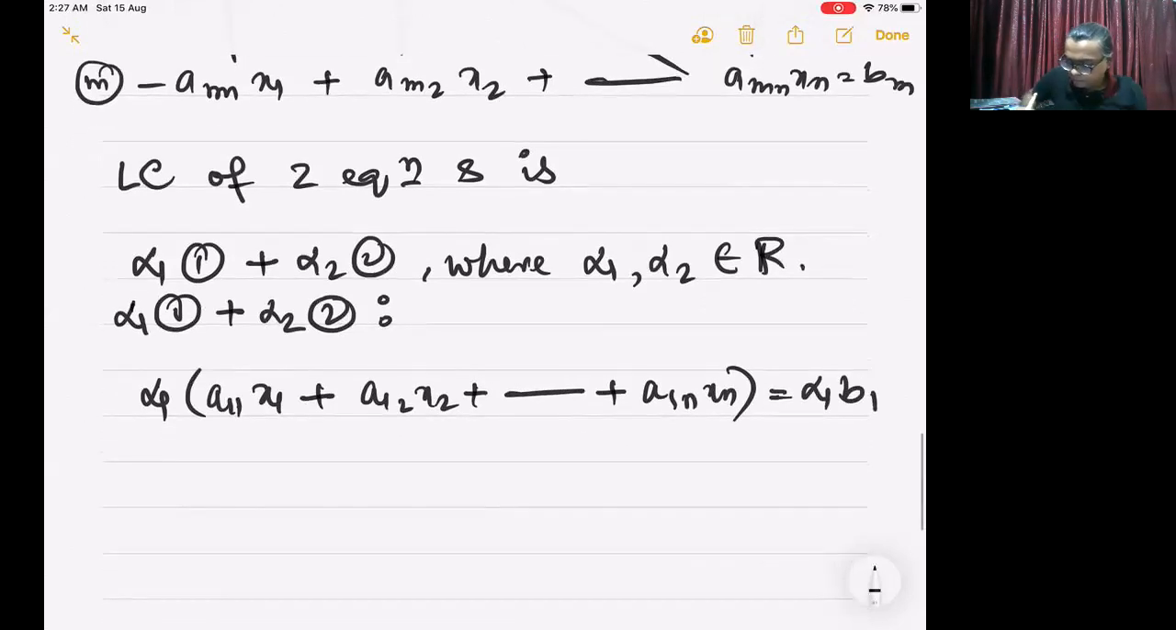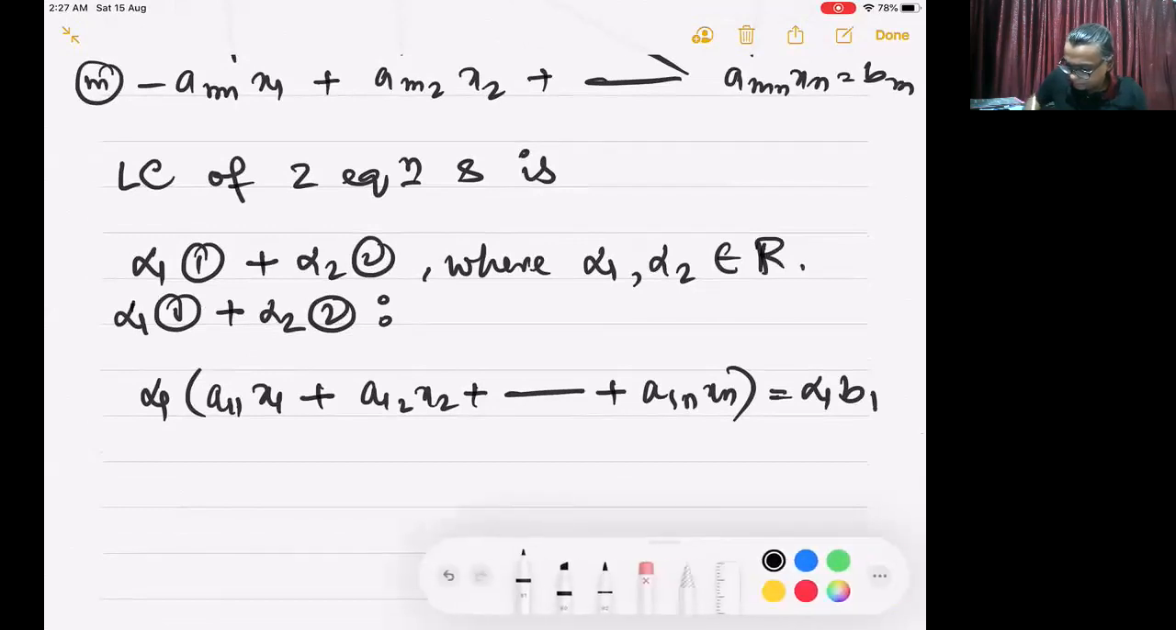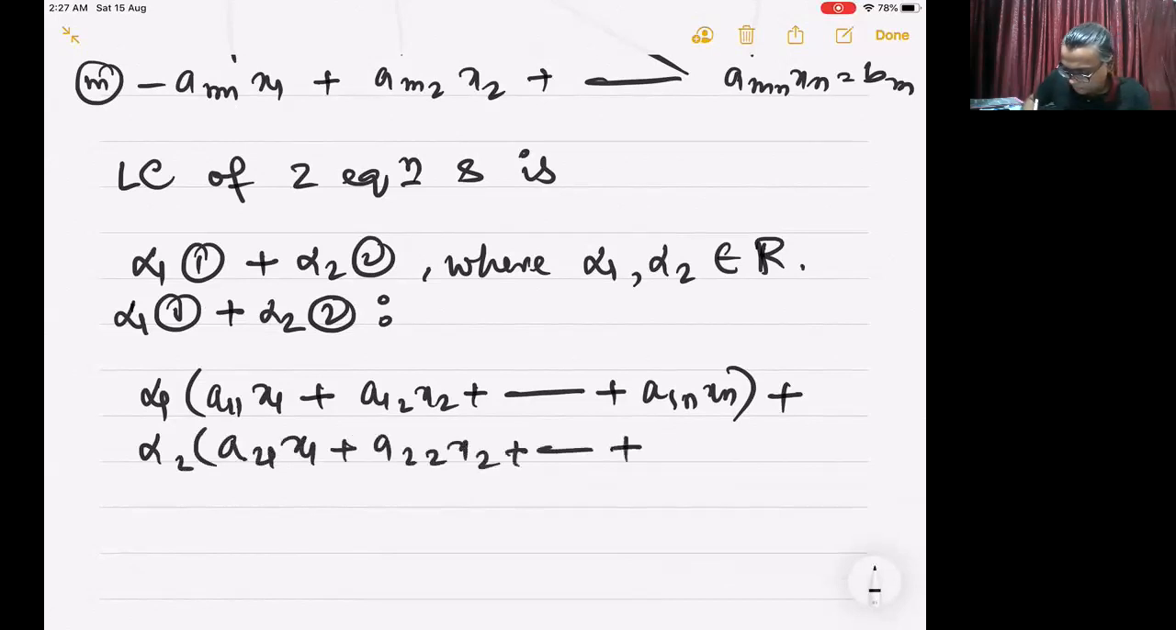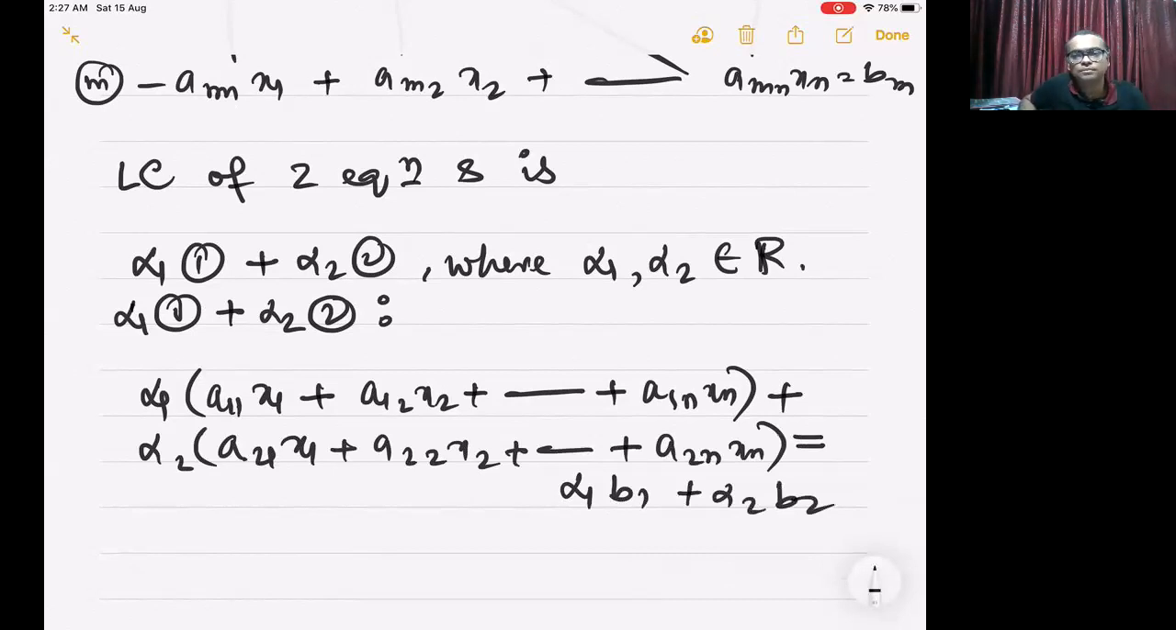Now let's say I don't write this equal to alpha 1 b1 as yet. Instead, this is summed with alpha 2 into a21 x1 plus a22 x2 plus dot dot dot up to plus a2n xn. This now would be equal to alpha 1 b1 plus alpha 2 b2. So this is a new equation which I have obtained by taking the given linear combination, where alpha 1 and alpha 2 are some given real numbers. That's how I have taken a linear combination.